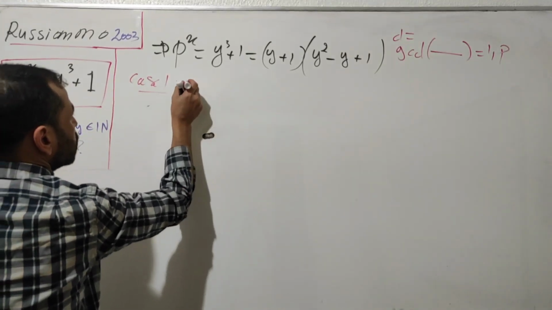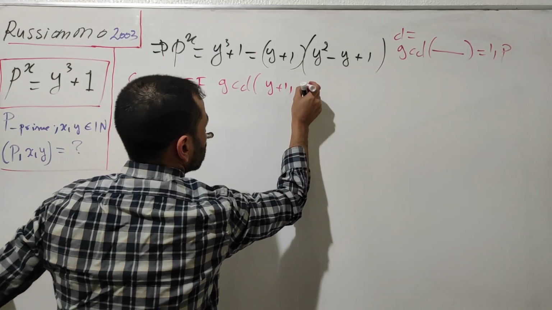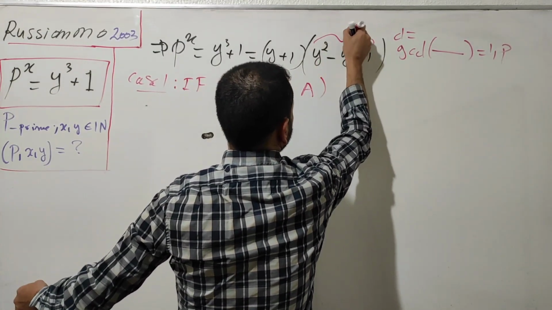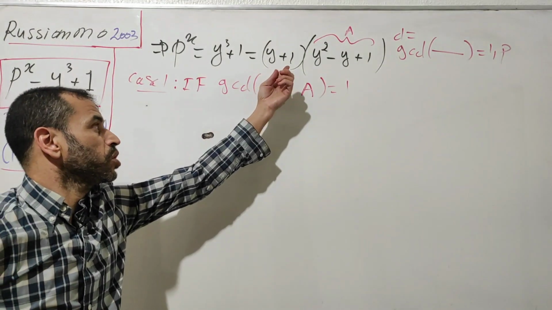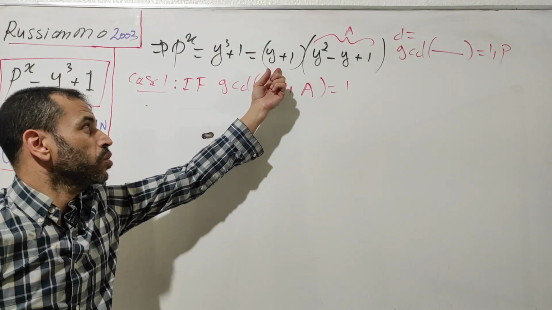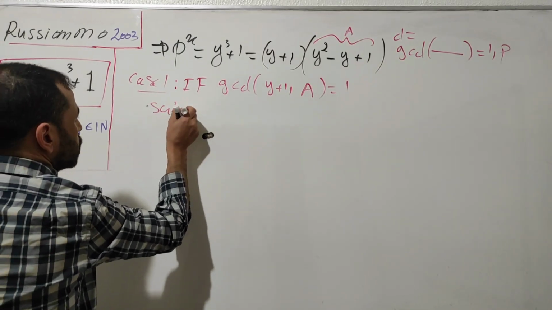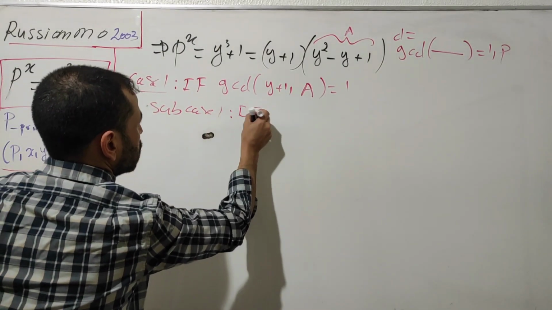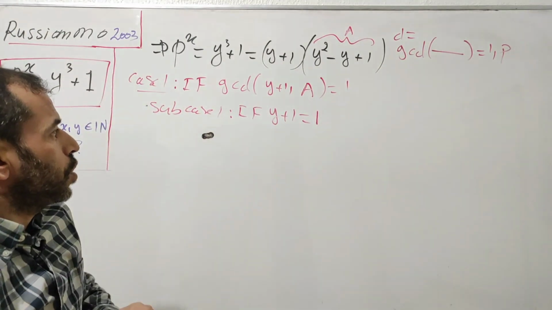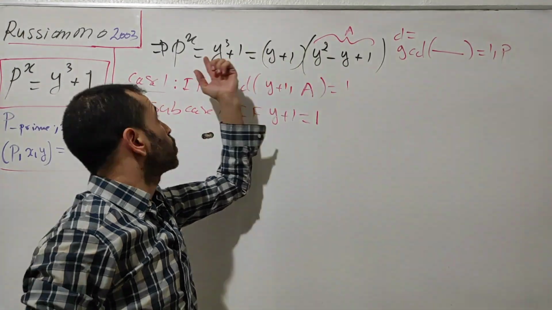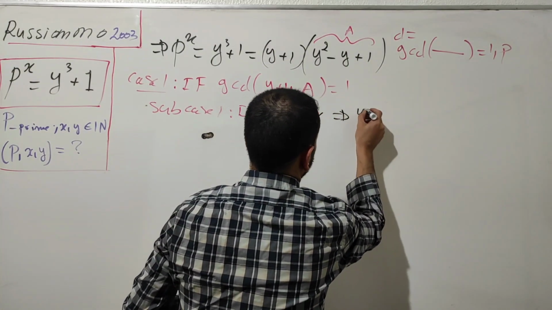Case number 1: if the GCD of y plus 1 and A, let's call this one capital A, equals 1, what does this mean? This one is going to take two cases as well, so I'm going to name it sub case number 1. Sub case number 1: if y plus 1 takes 1, because if y plus 1 equals 1, the other one is going to take p to the x. So I'm going to simplify 1 from both sides, and I get y equals 0.